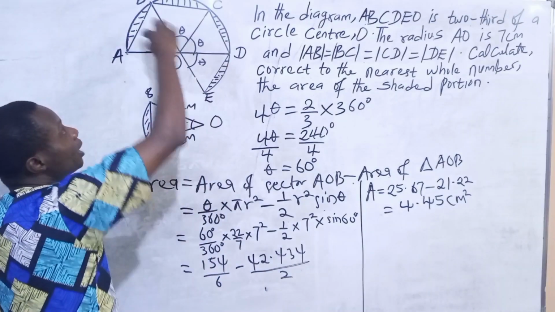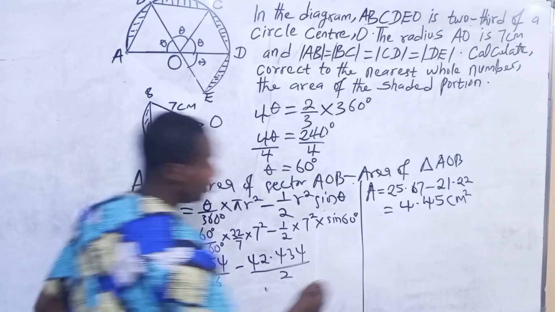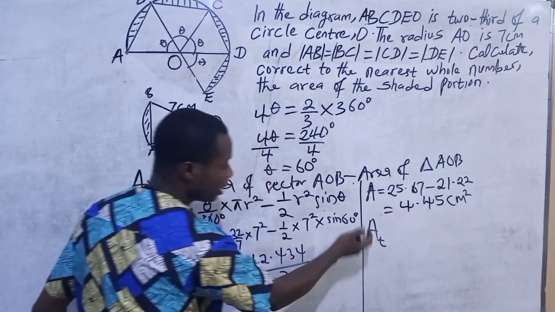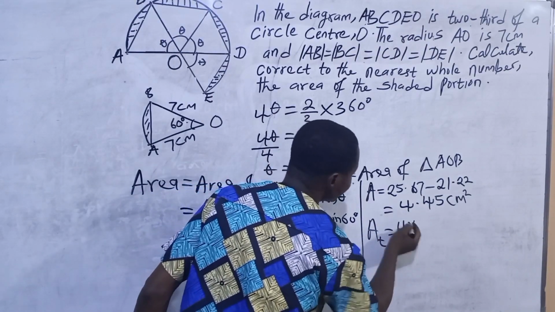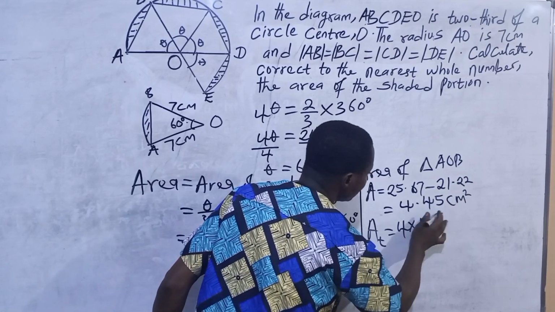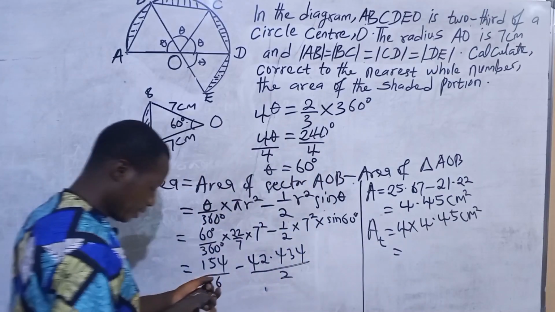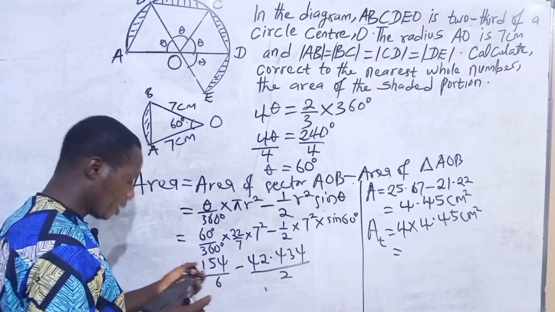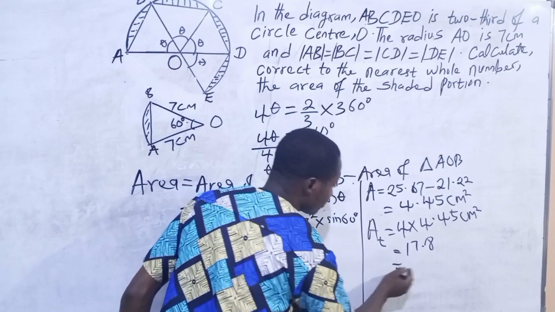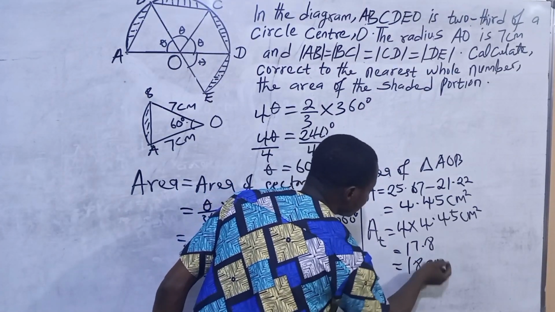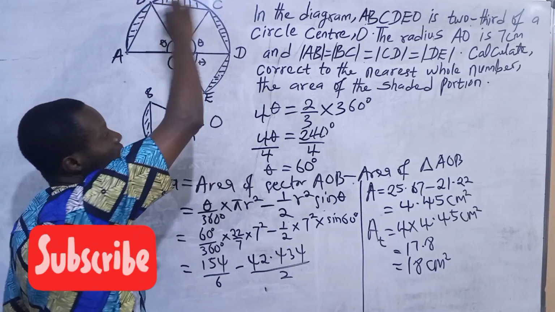Remember, they are the same. So we are now going to multiply by 4 because we have 1, 2, 3, 4. So the total area, A subscript T, of the four is equal to 4 times 4.45 centimeters squared. 4 times 4.45 is 17.8, which gives us 18 centimeters squared. So this is the area of the shaded parts all together in this circle.